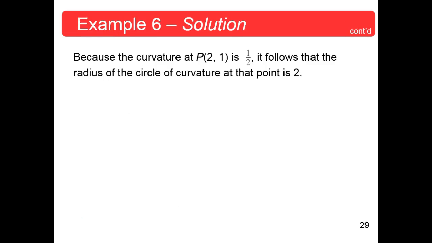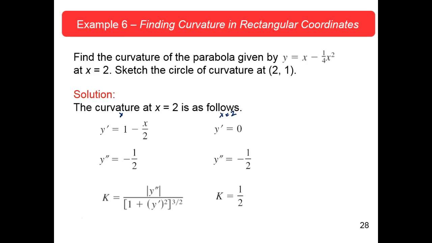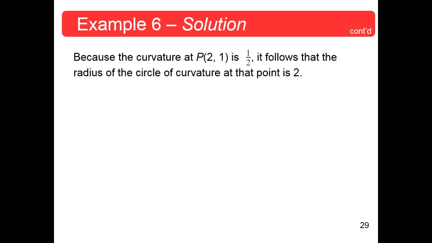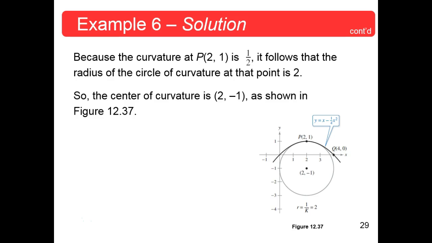1, which is just 0. So it's a lot easier than plugging in all the way. Okay. Because the curvature there is 1/2, it follows that the radius of curvature at that point is 2. And since that is the vertex of the parabola, that radius of 2 is directly below that point. So that would be at 2, -1. Okay? And that's what this shows here. So the center of curvature is at 2, -1.